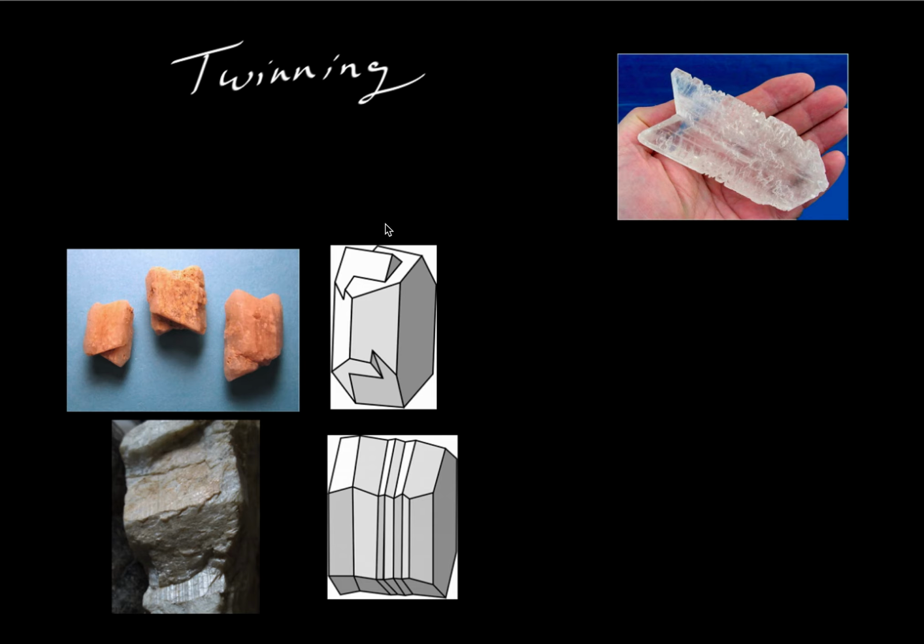So in this video, we're going to use these very nice diagrams and photographs from the online mineralogy textbook by Dexter Perkins to illustrate the concept of twinning in crystals. We'll start with this one over here. This is an example of gypsum.